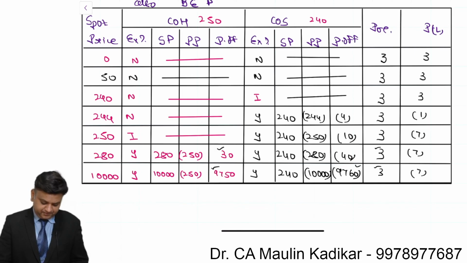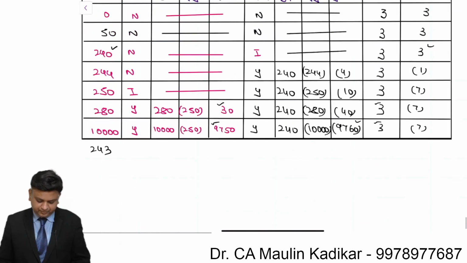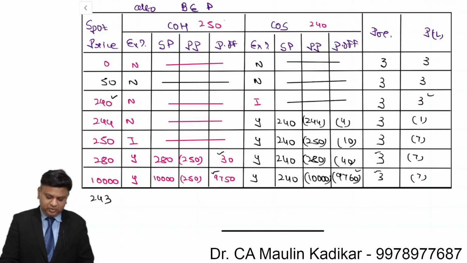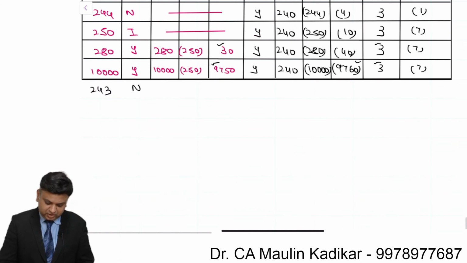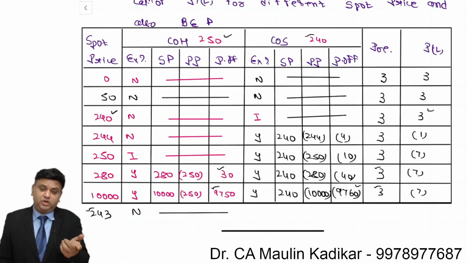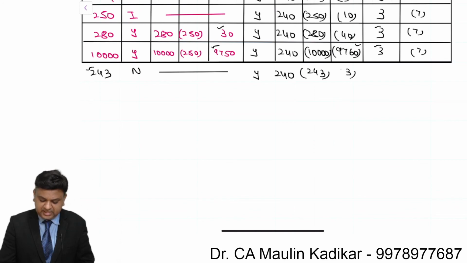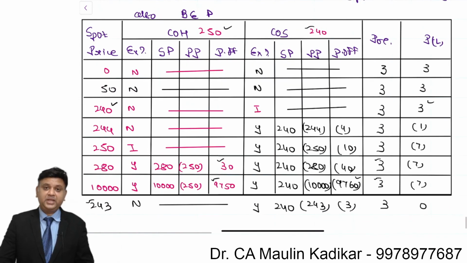Again the break-even point. 240 plus 3, that is 243. 243 is not exceeding 250, so I will not exercise my call option. 243 is exceeding 240, so the person to whom I have sold call option, he will exercise his right. So I will buy security for him at 243, which I will sell to him at 240. So there is negative payoff of 3. I already had received premium of 3. So there is a situation of no profit, no loss. This is what we will have.